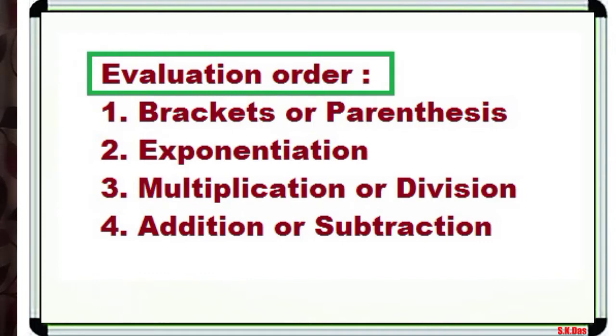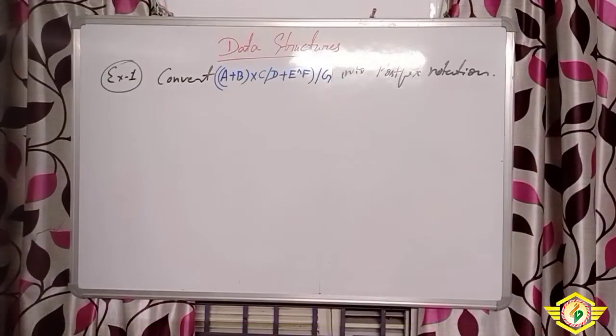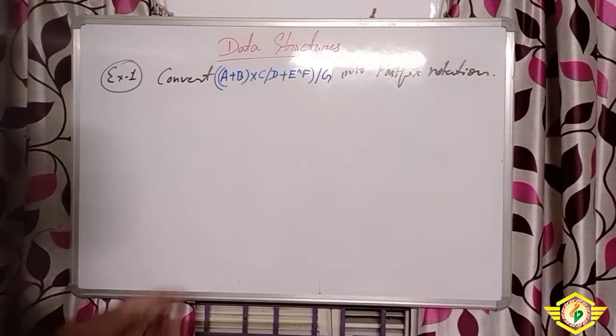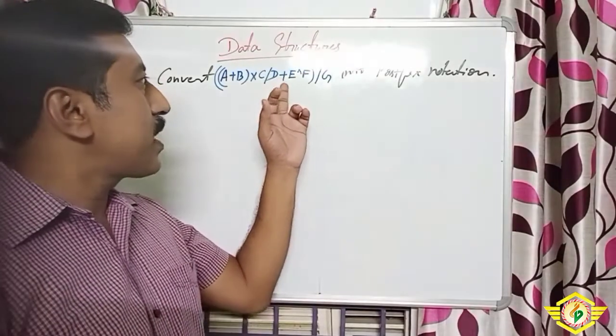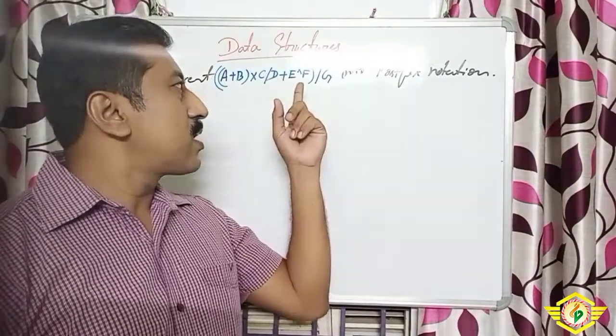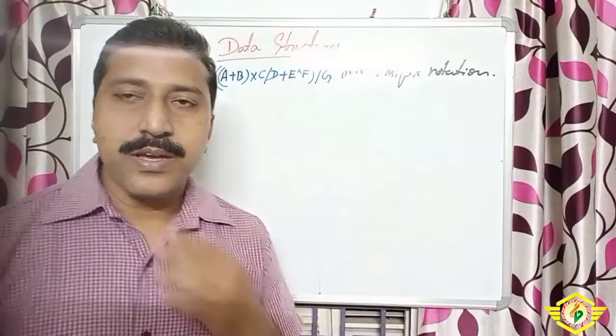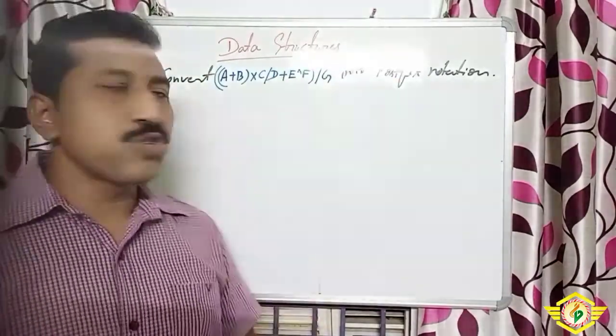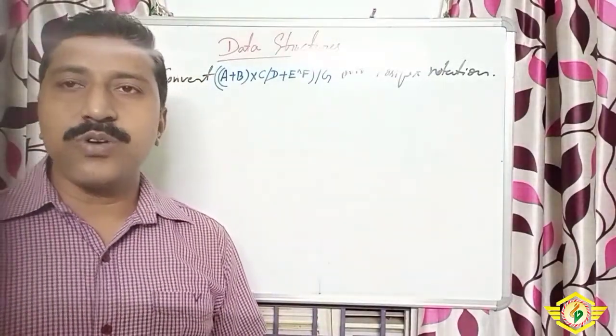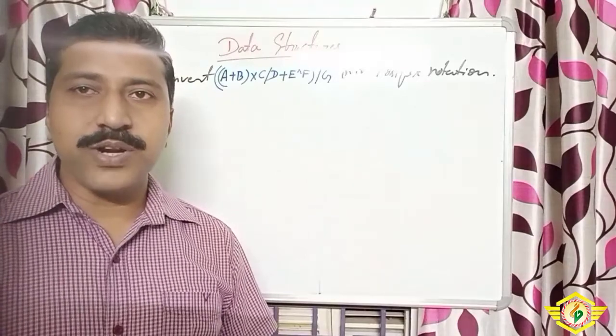Okay, so now I am showing you one example here. Just see the one example I have written here: convert (a + b) * c / (d + e ^ f) / z into postfix notation. So I am showing you how to convert it into postfix notation.